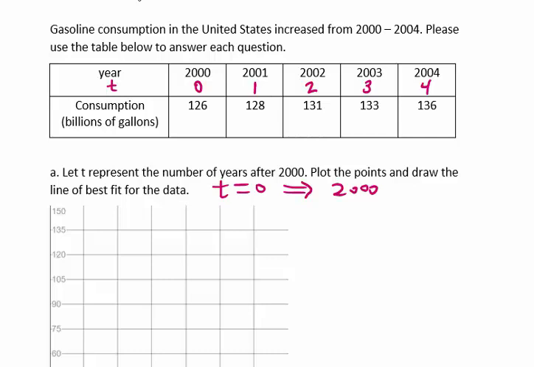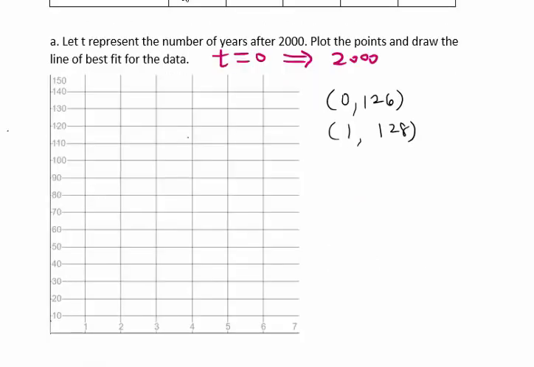Okay, so I'm really going to plot these ordered pairs. The first one will be 0, 126, and then 1, 128, etc. So on the graph, I'm going to first on the t-axis find 0, and then estimate where this y value is, which is going to be the gasoline consumption.